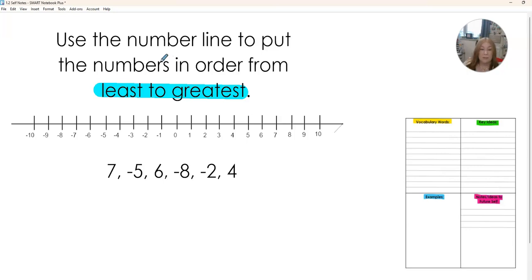Okay, and we're going to put some numbers in order from least to greatest. So we're going to use our number line here. We're going to put them on there. So we have +7, -5, 6, -8, -2, and 4. I can use this information now to go least to greatest. So I'm going to start over here. The smallest one's on the left, right? Least is left. So I'm starting here and putting them in order all the way to the biggest one. So go ahead and in your examples, put those in order from least to greatest.